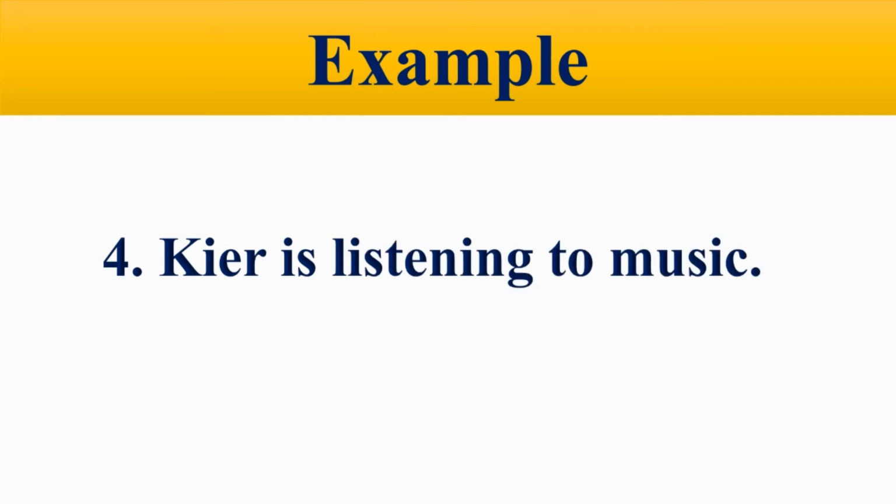Now, another example. Last example. Kier is listening to music. What is the verb? Listening. Very good. Is listening. And who is listening to music? Kier. So Kier is our subject. And the predicate is, you read it loud. Very good. Is listening to music. Clap yourselves. So that is our predicate.